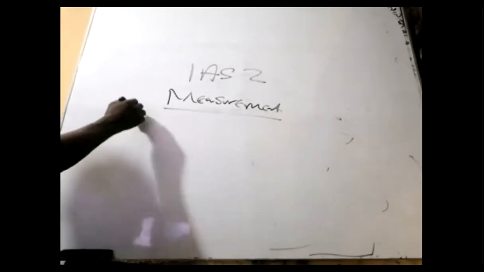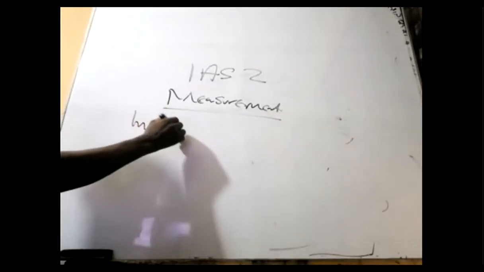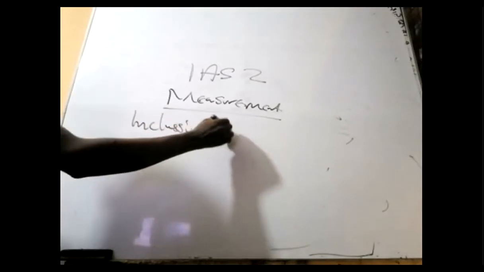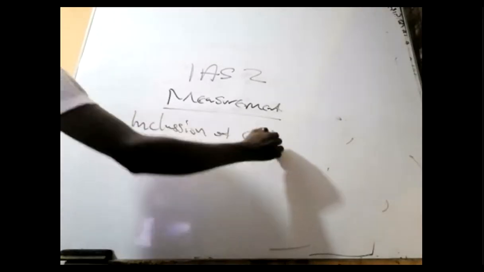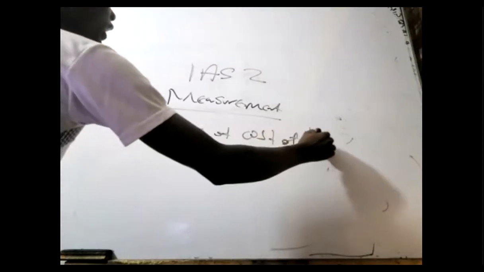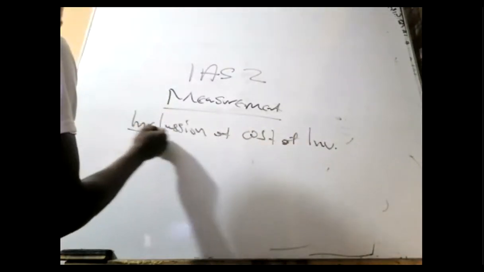You incur a whole lot of cost. Not all of them does the standard allow you to add. So we have what we call inclusion of cost of inventory.